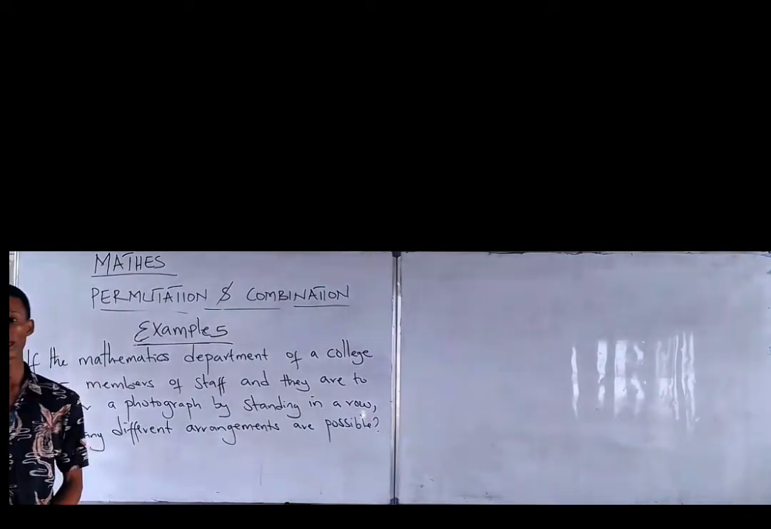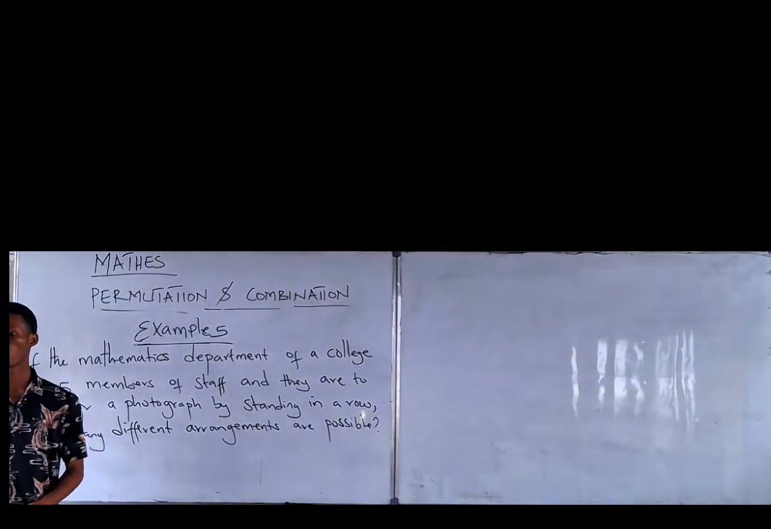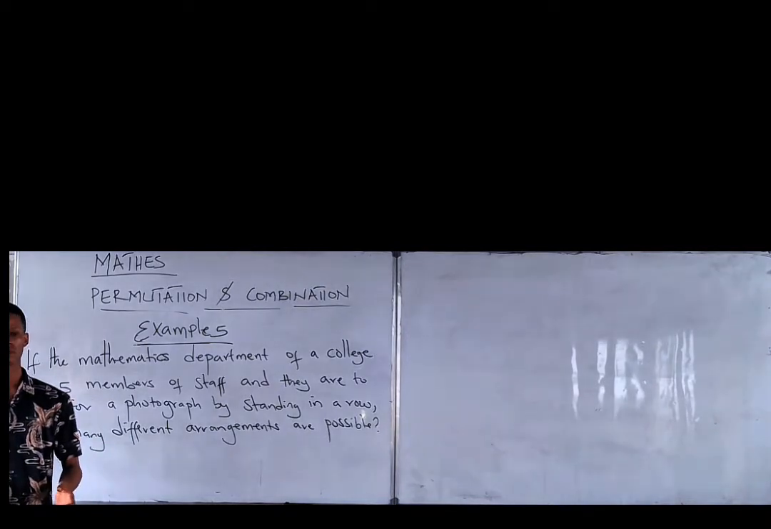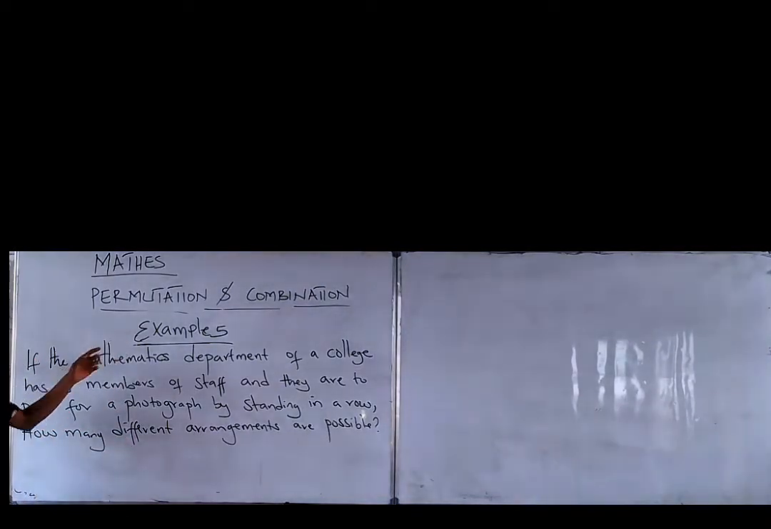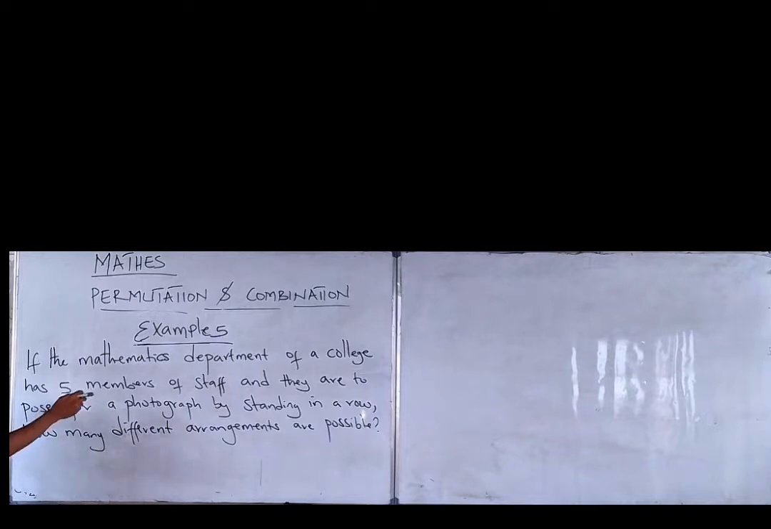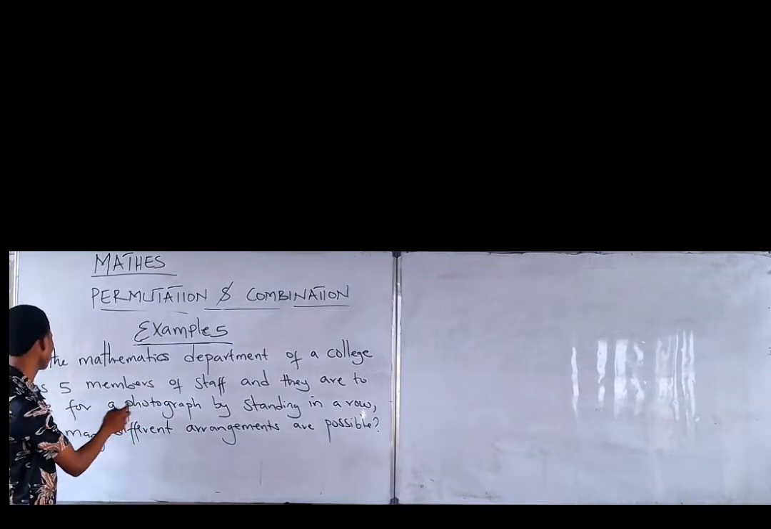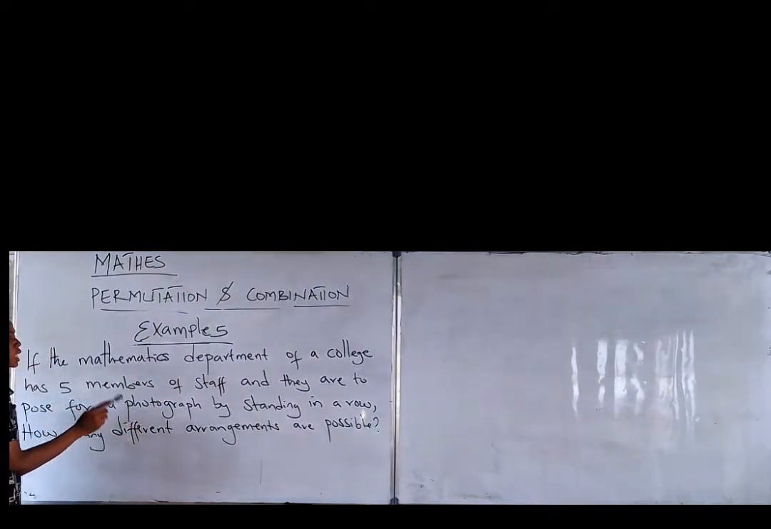Let's solve this together, please. Hello? Can we solve this together? Yes, we can. Example 5. If the mathematics department of a college has 5 members of staff and they are to pose for a photograph by standing in a row, how many different arrangements are possible?